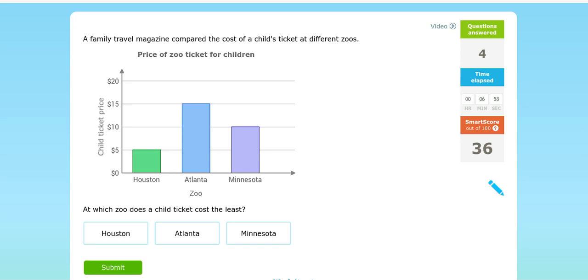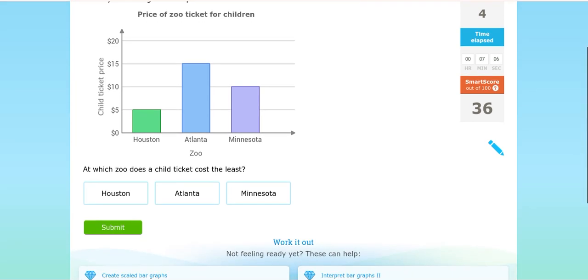Okay. So we see that Houston has scale 5, Atlanta has a scale 15, and Minnesota has a scale of 10. So if I compare 5 and 15, 15 is going to be the greatest. 5 is going to be lesser than 15. And then when I compare 15 and 10, 10 is going to be less, 15 is going to be greater. So 15 is the greatest. That means Houston will be the least at cost, and 15 is the greatest, which is Atlanta.